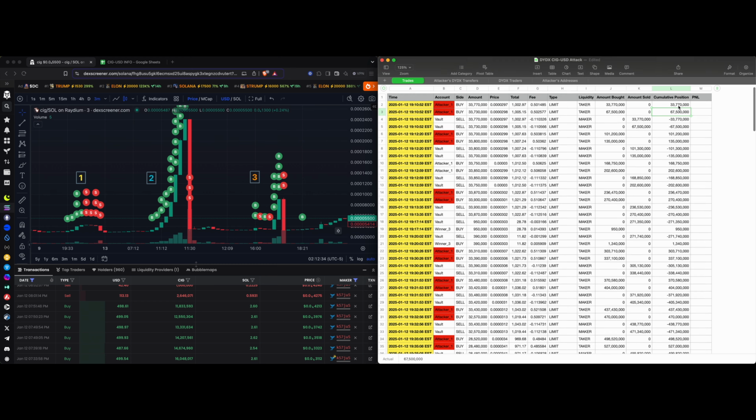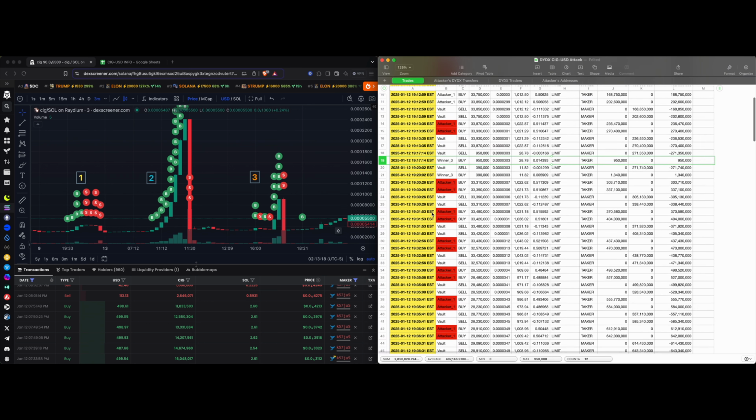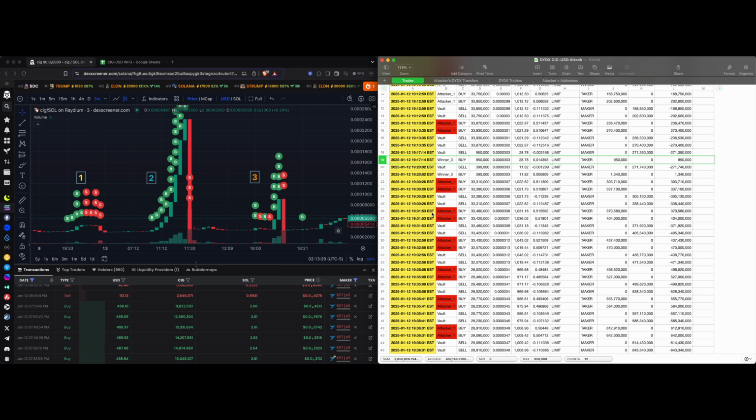He keeps increasing his long position, as you can see here. He is increasing, and the vault happily takes that short position. And the attacker keeps increasing, and the vault is the one that's selling it to him. What happens a few minutes later is another DYDX trader comes into play.